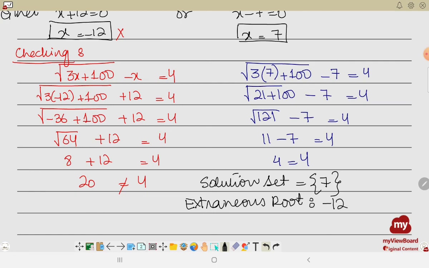So this is how you are going to solve radical equations of type 1, by squaring so that you can remove the radical sign. At the end you have to do the checking for the values of x, and if the equation is satisfied, then you write the solution set, or if it is not satisfied, then you just write down the extraneous root. Hope you understand the steps of working.